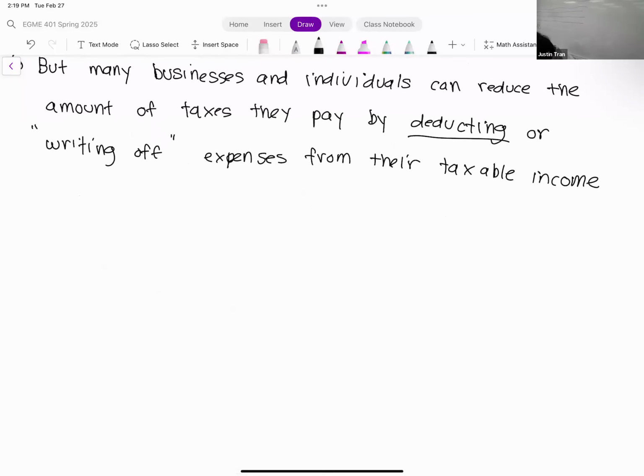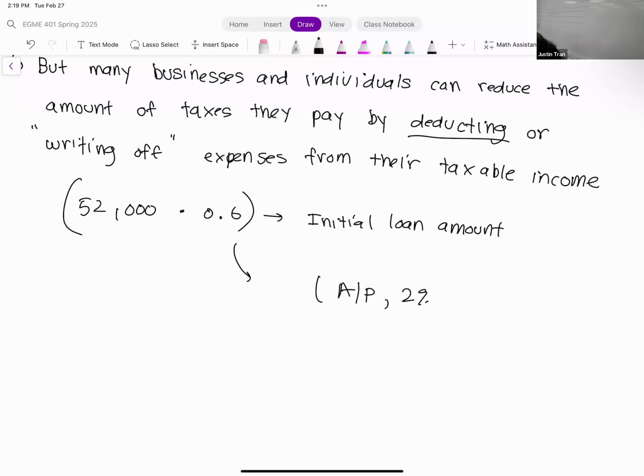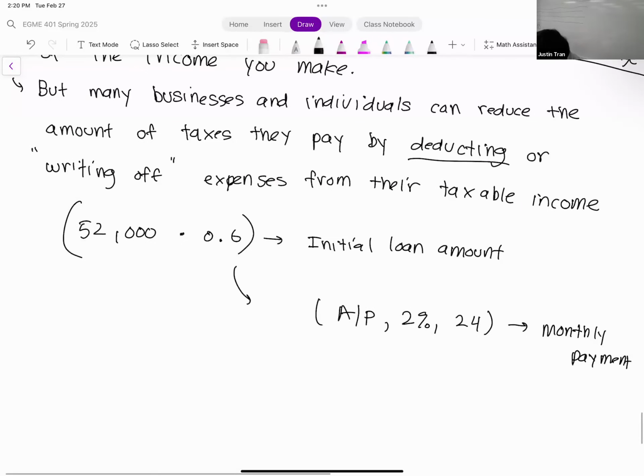Okay. So first thing, we have 52,000. You multiply this by 0.6. This gives you your initial loan amount, the amount you're borrowing from the bank. Then you take this amount and convert it to a uniform series, so you do A over P, 2%, 24. This gives you your monthly payment amount. I'll call this A for simplicity. So you take 52,000, multiply by 0.6, multiply by this conversion factor, and this gives you some amount A. I'm too lazy to pull out the calculator.